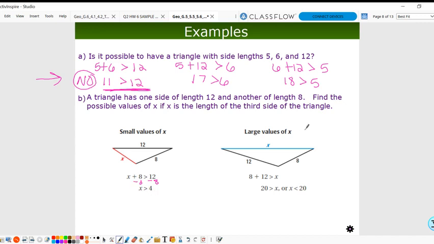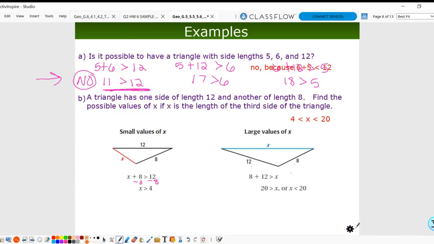Let's say x is my largest side. And then I have this length of 12 and 8. I take my two sides and add them together. That has to be less than x. So 20 is greater than x, or x is less than 20.